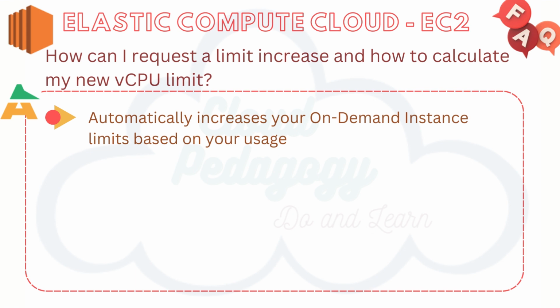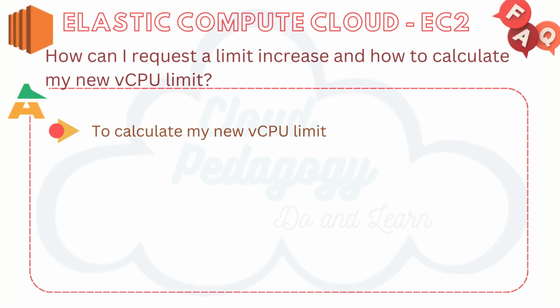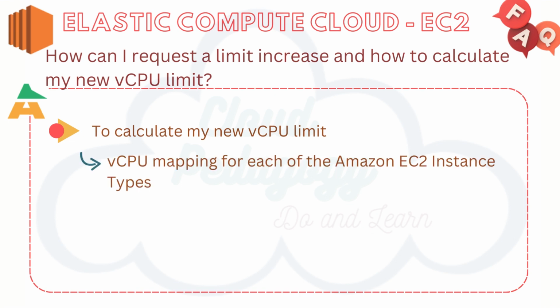Next, how can I request a limit increase and calculate them? Even though EC2 automatically increases your on-demand instance limits based on your usage, if needed, you can request a limit increase from the limits page on the AWS EC2 console, or the Amazon EC2 service page on the Service Quotas console, or the Service Quotas API or CLI. To calculate my new vCPU limits, you can find the vCPU mapping for each of the Amazon EC2 instance types, or use the simplified vCPU calculator to compute the total vCPU limit requirements for your AWS account.